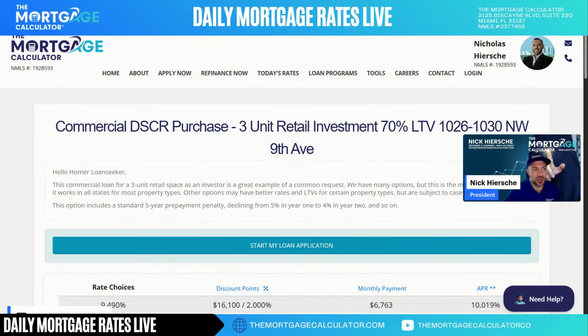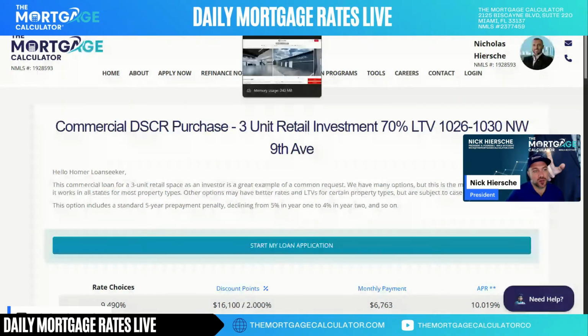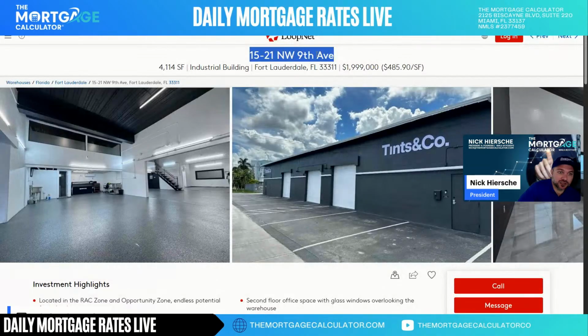Now let's talk about a little bit of a different type of property. These are all going to be pretty similar quotes, but obviously for very different property types. Commercial does have different options here. This option is for an industrial building. Instead of an investment property where you're looking to get 3 units and lease it out, this would typically be owner occupied.